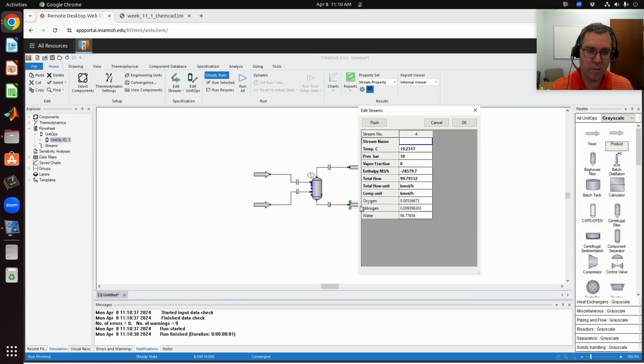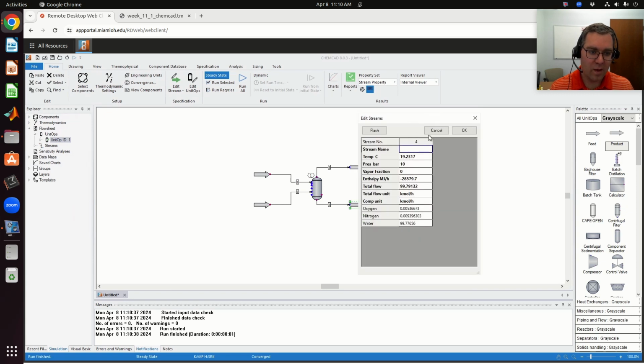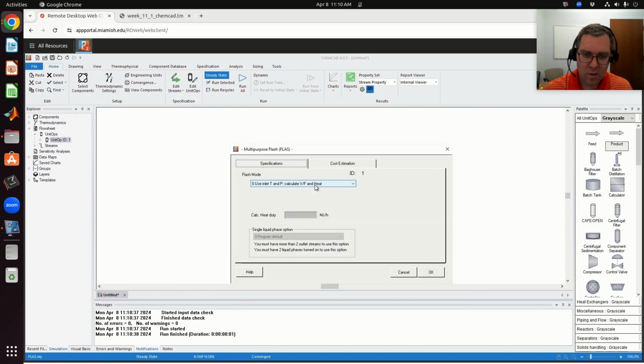So stream 4 should be my liquid phase. It's primarily water. Let me get this in terms of mole fracs. Okay, it's primarily water, but I get some small amount of oxygen and nitrogen in solution. Actually, the temperature decreased. So inlet.